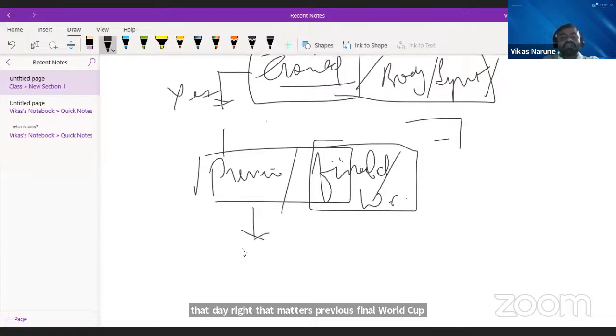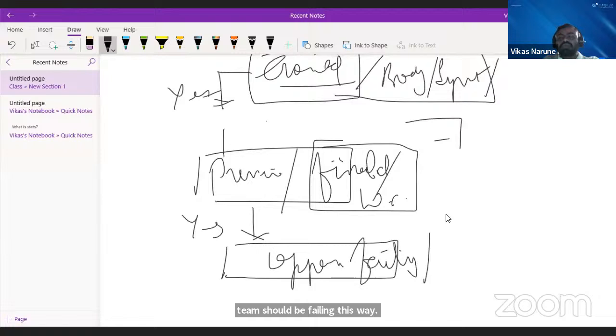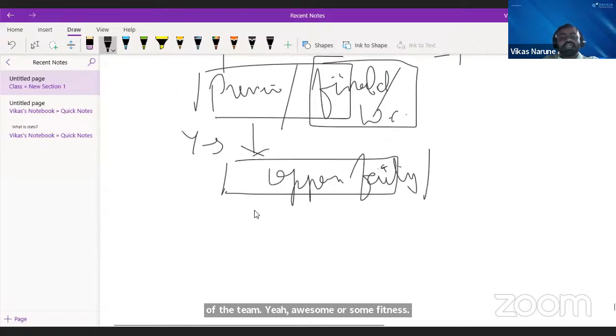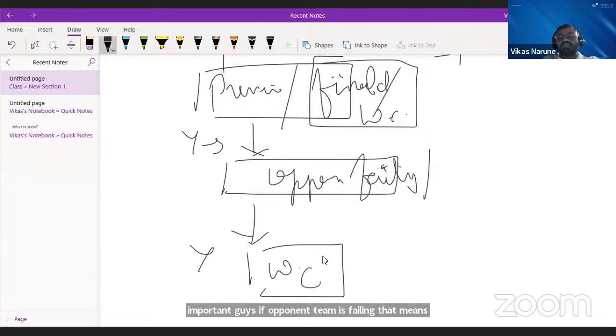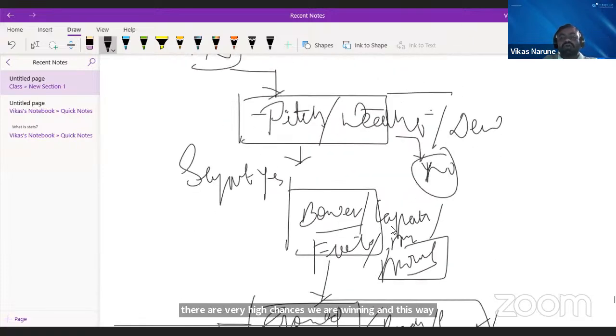And then obviously, the last condition we have to meet is that the opponent team has to fail, right? The Australia has to lose. I think the health condition of the team. Yeah, awesome. Fitness. So I can say fitness and the opponent team is very important, guys. If the opponent team is failing, that means there are very high chances we are winning, and this way we can lift the World Cup, right? There will be more conditions and this tree will go on.